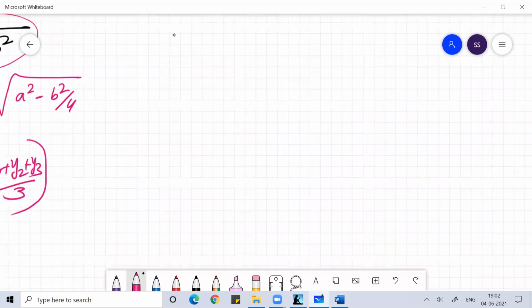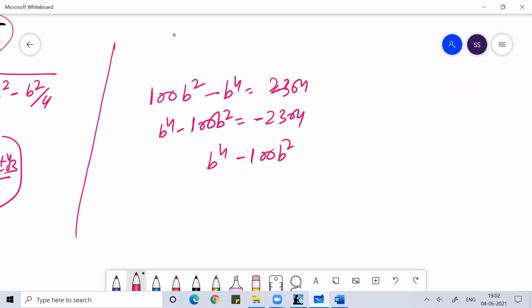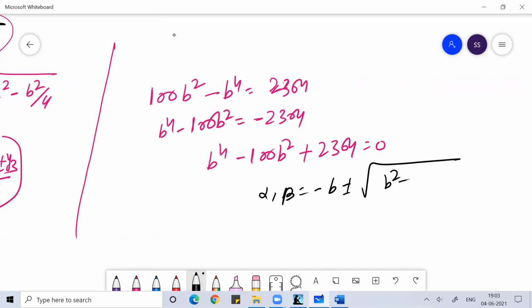So if I write it here, 100 b squared minus b to the power 4 is equal to 2304. So I can write this as b to the power 4 minus 100 b squared plus 2304 is equal to 0. So now I can use the formula: alpha, beta is equal to minus b plus or minus the square root of b squared minus 4ac, divided by 2a.